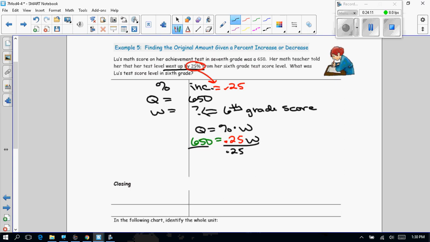I'm going to divide everything by 0.25. And when I do that, I get an answer of, oh, excuse me, what was the percent increase? Step back a minute. This should be, went up 25%, so that means it's 100% plus the 25% that it went up, so it's 125%, or 1.25. My bad. I apologize. I didn't see that in my notes. So we'll change all those to 1.25s. Okay. So now when I divide by 1.25, her score in 6th grade was 520.